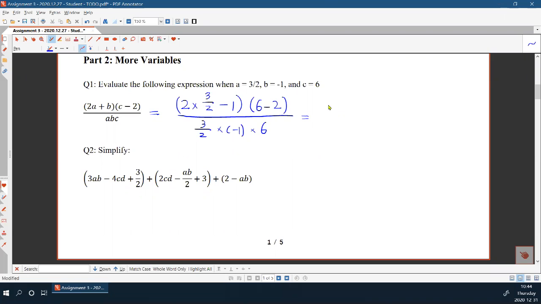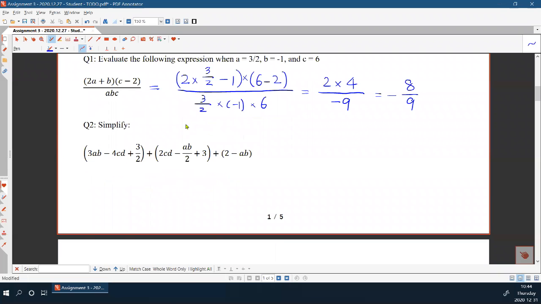Okay, the final result is 3 minus 1, which is 2, times 4 divided by minus 9, which is minus 8/9. Okay.